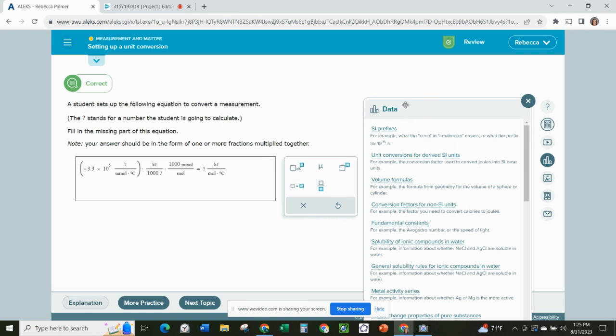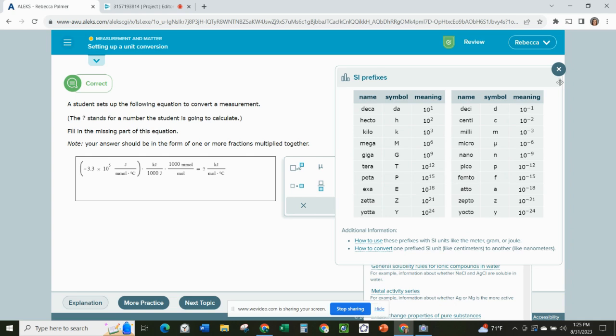And you will get this data on the test, so you don't have to remember all those SI prefixes, unless you have a better way for yourself to remember these prefixes.